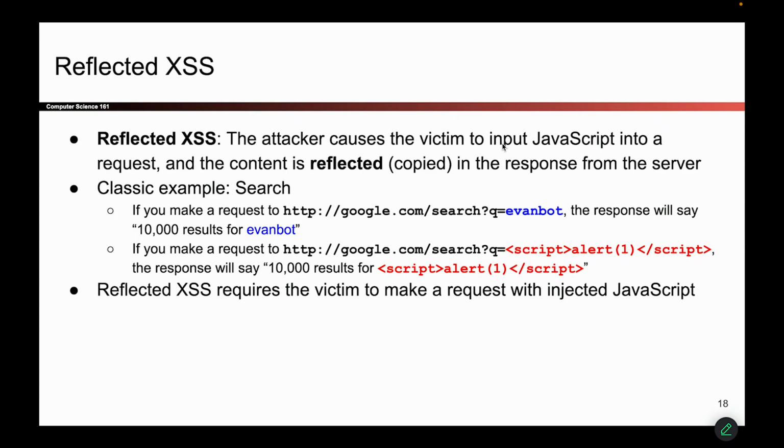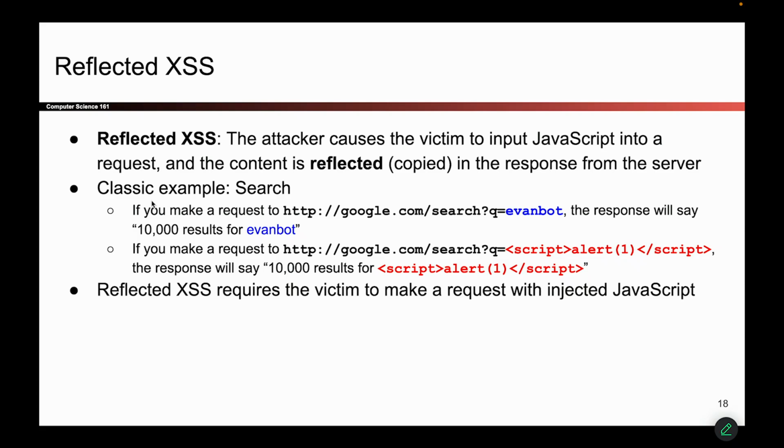inputted as part of a request, kind of like that first example we saw with URL parameters. And then whatever's in the request is reflected, or copied back, in the response from the server. Now, that wording is a little bit weird, so I like to remember reflected XSS with another example. And I think of search.